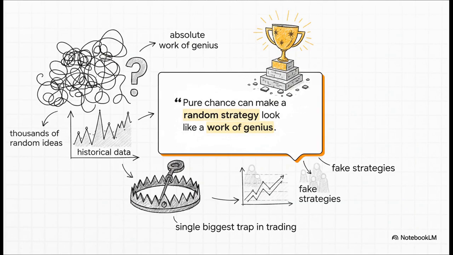So here's the core of the problem, right? If you test thousands, and I mean thousands, of random ideas on old market data, statistics basically guarantee that one of them is going to look like an absolute masterpiece, just by pure luck. This little quirk is probably the single biggest trap in trading, and honestly, it's how most of these fake strategies get made in the first place.